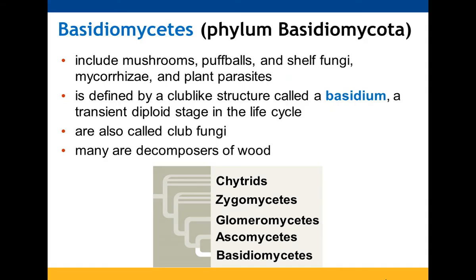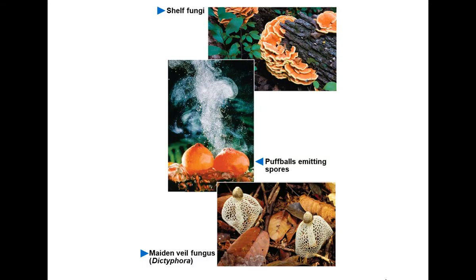And then we have the Basidiomycetes. These would be your mushrooms, your puffballs, your shelf fungi, your mycorrhizae, your plant parasites. They have a basidium, a club-like structure, which represents their diploid stage in the life cycle. They can break down wood. They're also called club fungi. So there's some examples of the Basidiomycetes.